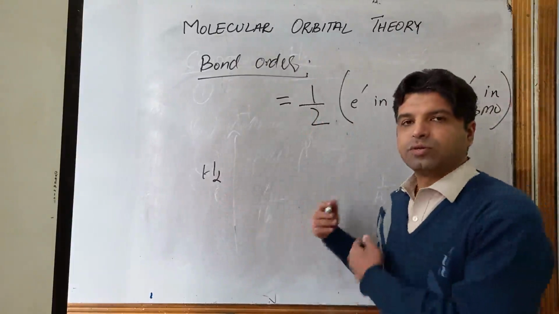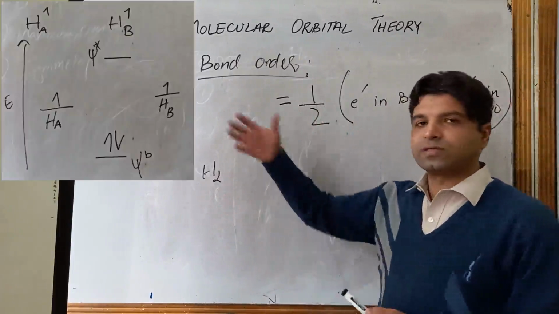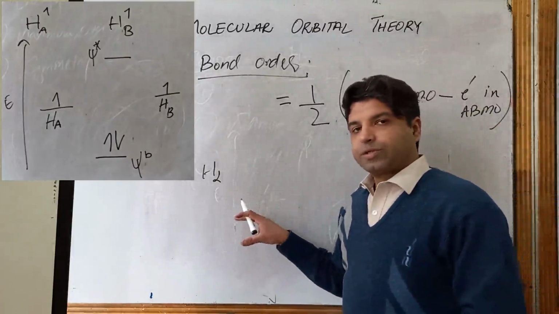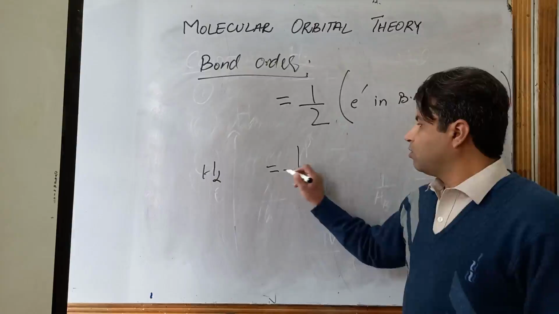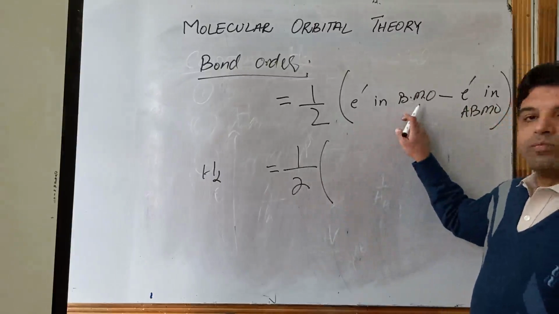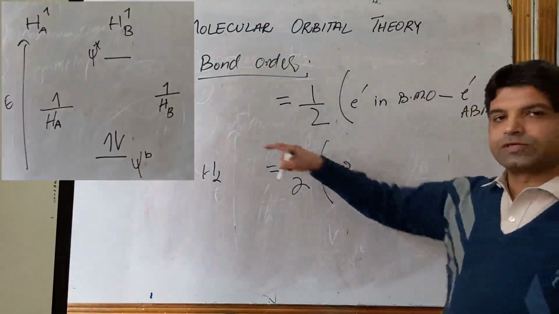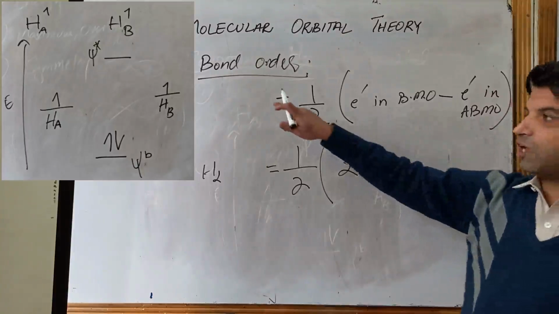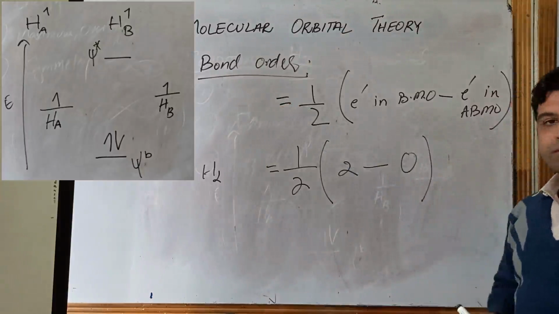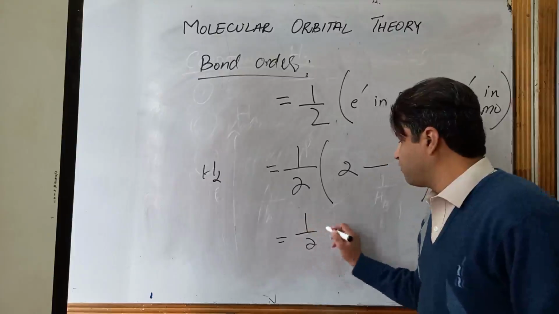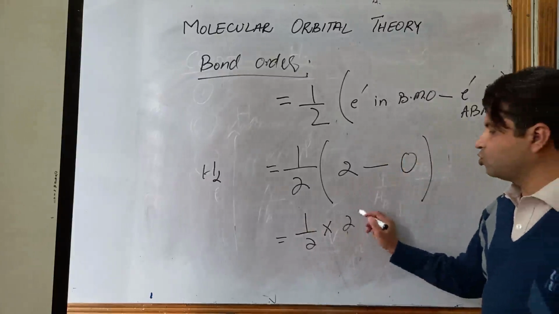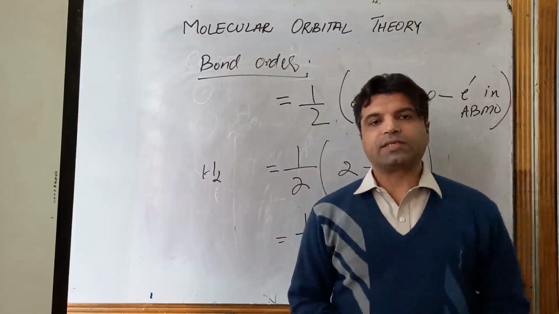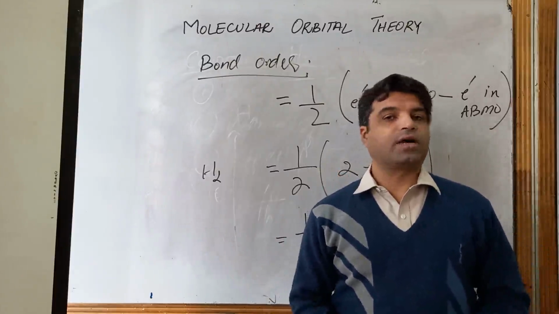If you remember, as I showed the molecular orbital diagram for hydrogen, you can see it here again, that both the electrons in H2 are present in the bonding molecular orbital. So for hydrogen, the electrons in bonding molecular orbital is equal to 2. You can see it here again. And the electrons in the antibonding molecular orbitals in this diagram is 0. Right? So, half into 2 minus 0 is equal to 1. So the bond order of H2 is 1. That means that there is a single covalent bond between the two hydrogen atoms in the hydrogen molecule.